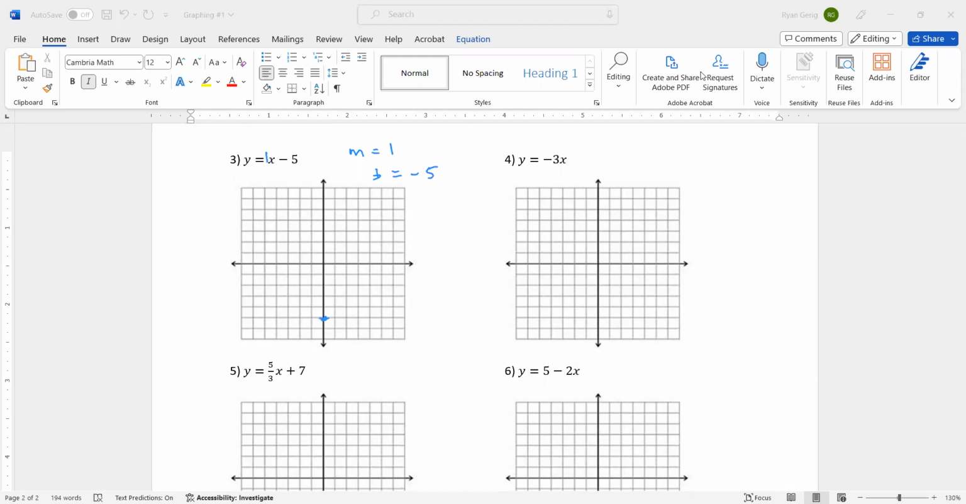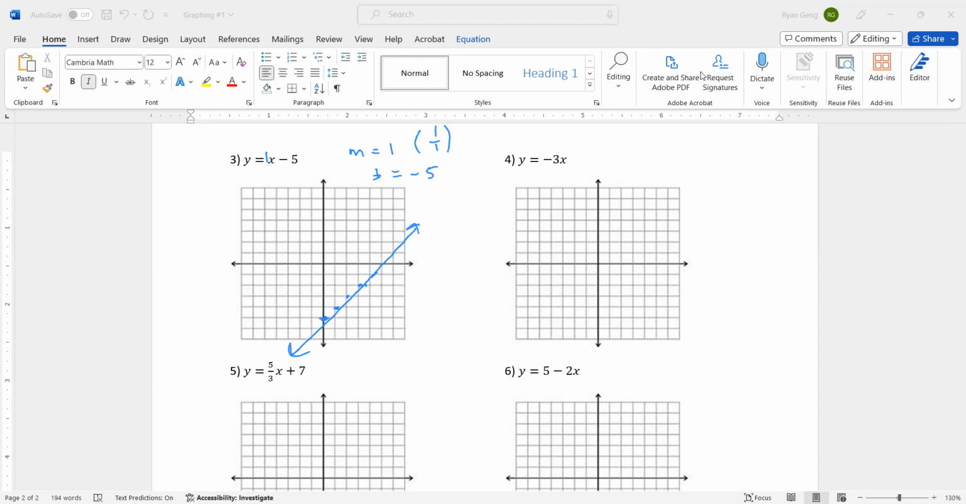That's only one direction. How do I make it into a fraction? You should know this. 1 over 1, up 1, right 1. And you can do that over and over again, right? Because the slope is constant. You can do the slope over and over again. Up 1, right 1. Up 1, right 1. And that'll make your line nice and straight, hopefully. There you go.